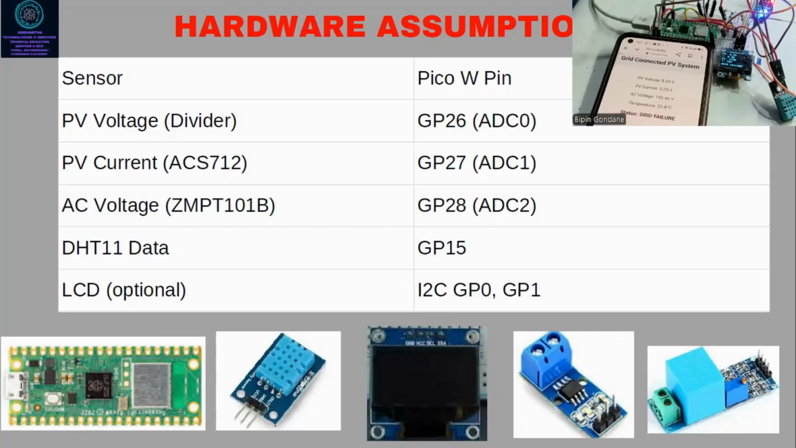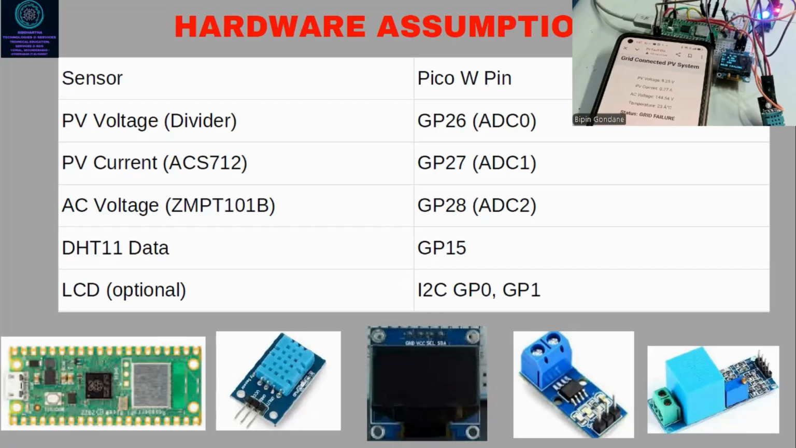I told you, for the voltage I have not used any sensor; I'm using resistors over here. Then the current sensor, you can see here in the corner. I have only one, so I have used this current sensor, the ACS712, which is connected to GPIO 27. The previous voltage divider was connected to GPIO 26.